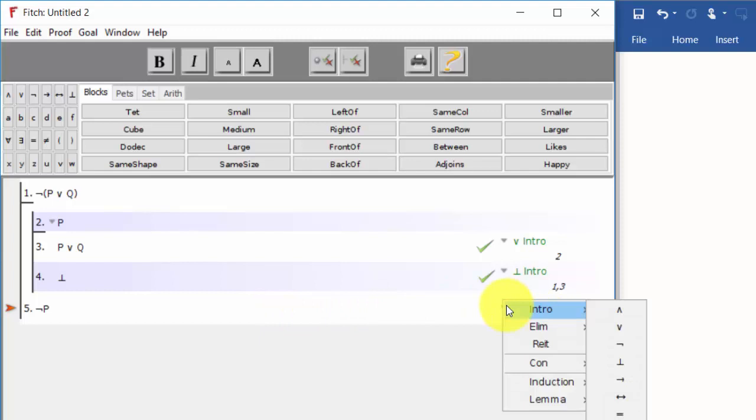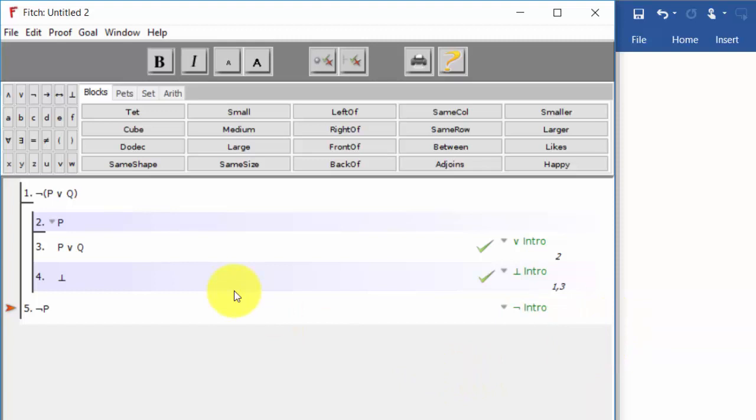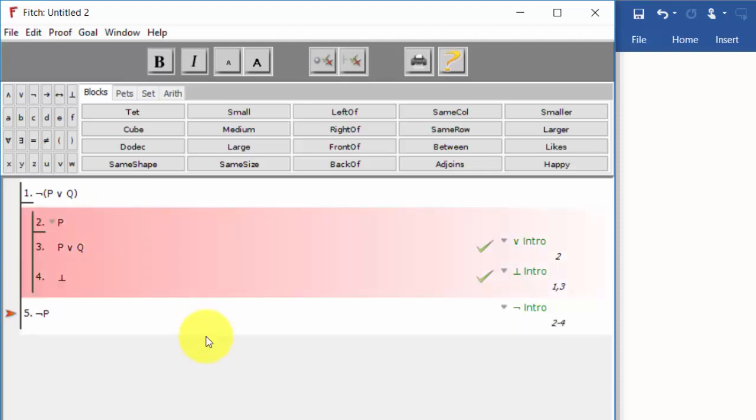The rule that allows us to do that is negation introduction. And what I cite is 2 through 4. And if I just click somewhere between 2 through 4, it'll go ahead and highlight the whole thing for me. And we see that that actually follows. Let's look at one more example of negation introduction before ending this video.